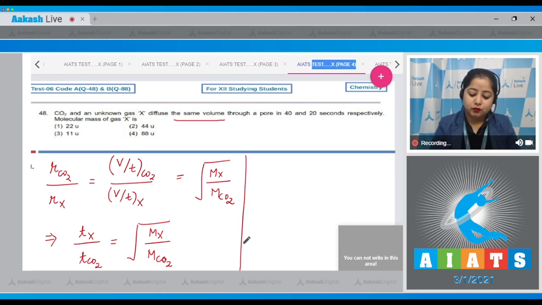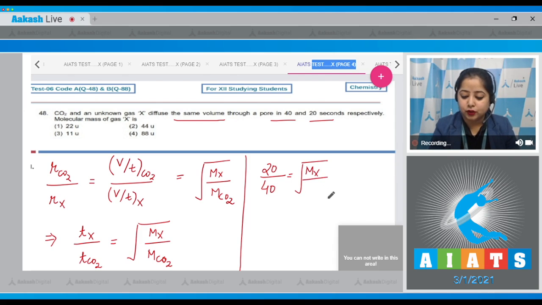Now students, we are given that the time required by CO2 is 40 seconds and the time required by the gas X is 20 seconds. So let's put the value. 20 upon 40 is equals to under root of molar mass of X upon molar mass of CO2, which is 44.